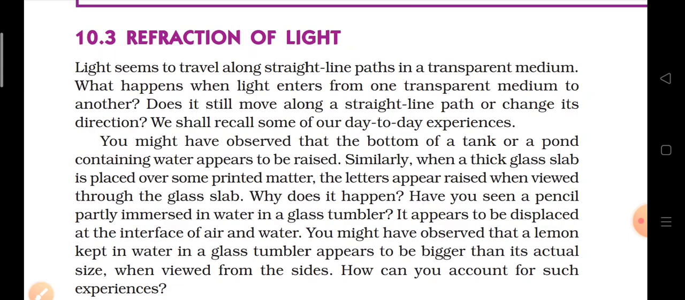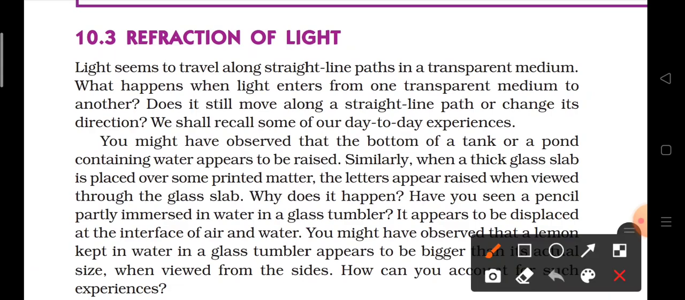So here the question arises: if the light passes from one medium to another, how will the light follow its path? Will that path be straight or will it change? Light seems to travel along a straight line path in a transparent medium. What happens when the light enters from one transparent medium to another transparent medium? Does it still move along the straight line path, or does it change its direction?